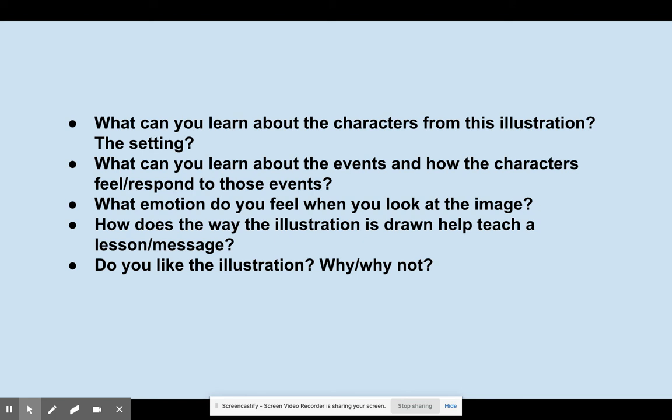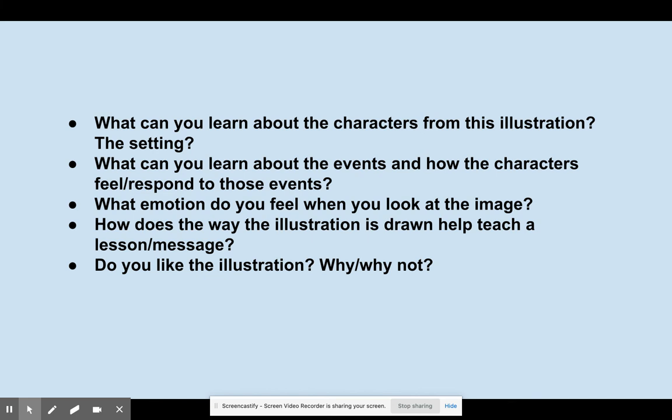How does the way the illustration is drawn help teach the lesson or the message, right? So I don't know that the illustrations necessarily helped us teach the message or the lesson, but maybe if we think about it, we can think maybe the pictures showed us that you shouldn't trust somebody if they tell you to go another way, if maybe you're not super familiar with them. That one isn't very clear in this story for me.